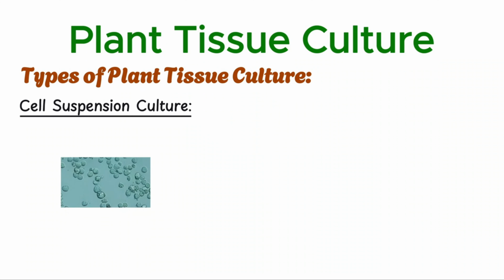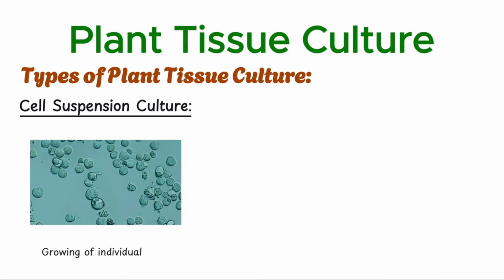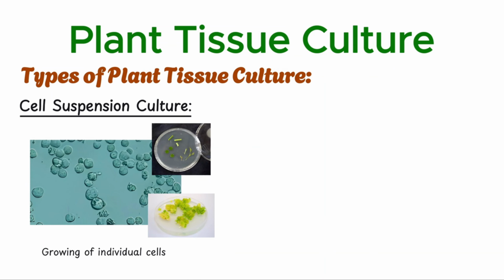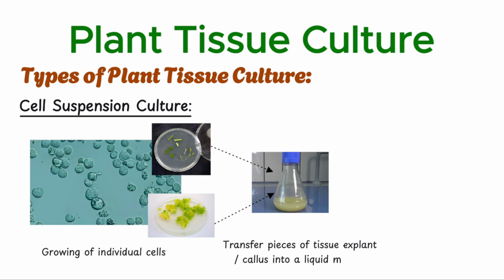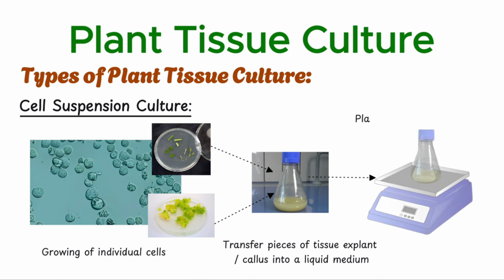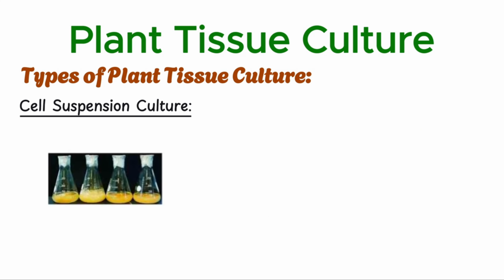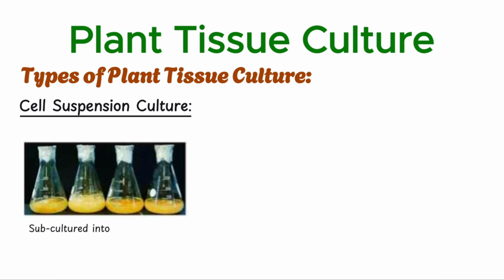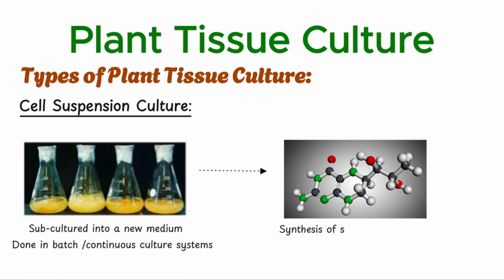Sixth one is cell suspension culture. The growing of individual cells obtained from any kind of explant tissue or callus is referred to as cell suspension culture. These are initiated by transferring pieces of tissue, explant or callus into a liquid medium without agar and then placing them on a gyratory shaker to provide both aeration and dispersion of cells. Like callus culture, the cells are also subcultured into a new medium. Cell suspension cultures may be done in batch culture or continuous culture systems. This culture method is mainly used for the synthesis of specific metabolites or for biomass production.